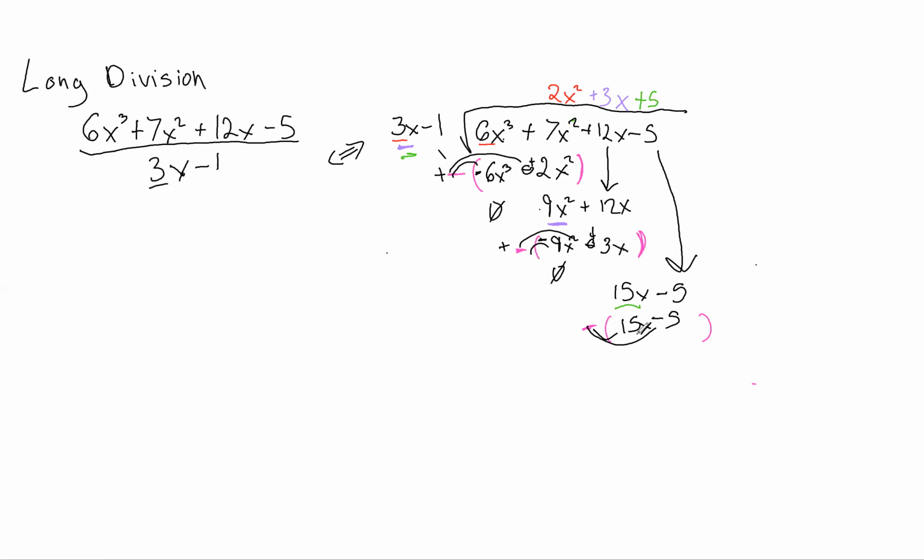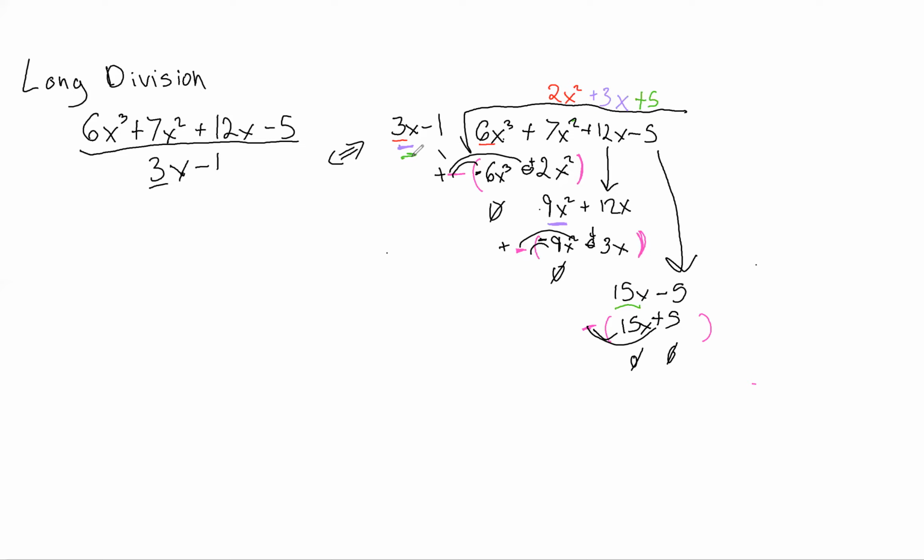15x minus 15x is 0. And then 5x, this minus becomes plus, is 0. So hey, this works out pretty well. Also, I don't have a remainder, which means that this is a root.